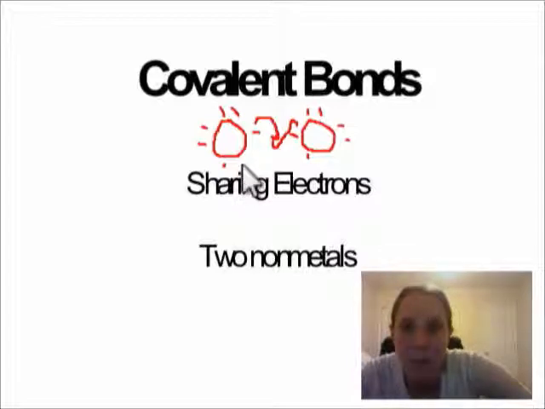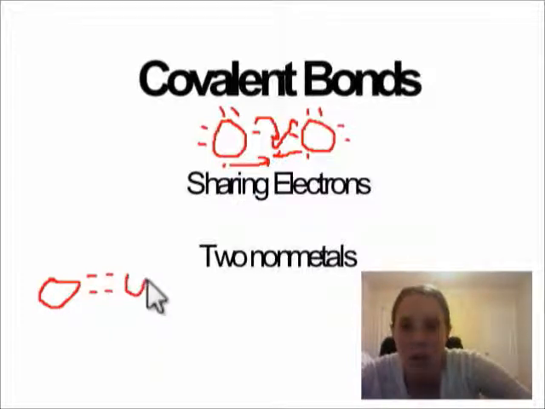And the same thing happens down here. This oxygen says, okay, I'll put this electron in the middle if you put one in the middle that we can share with one another. And what we end up with is something that looks like this. We end up with two oxygens that are sharing 4 of their electrons with one another.